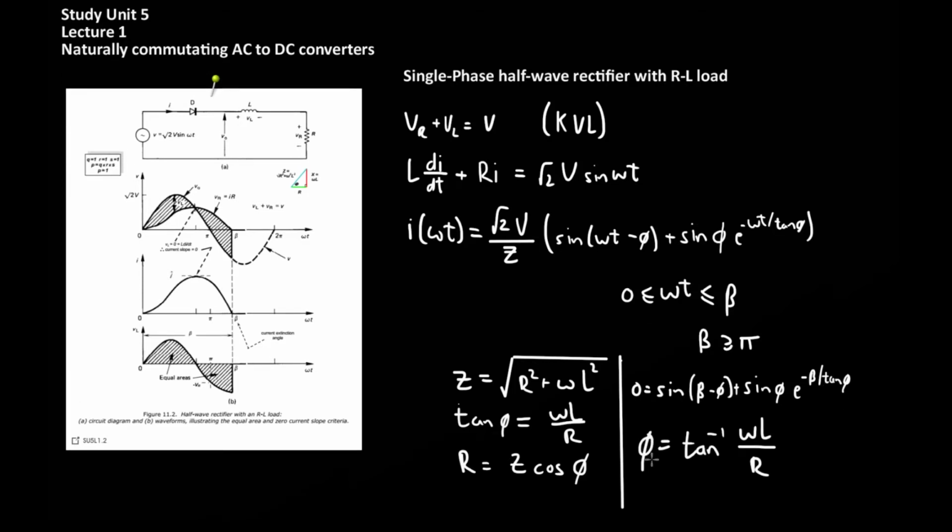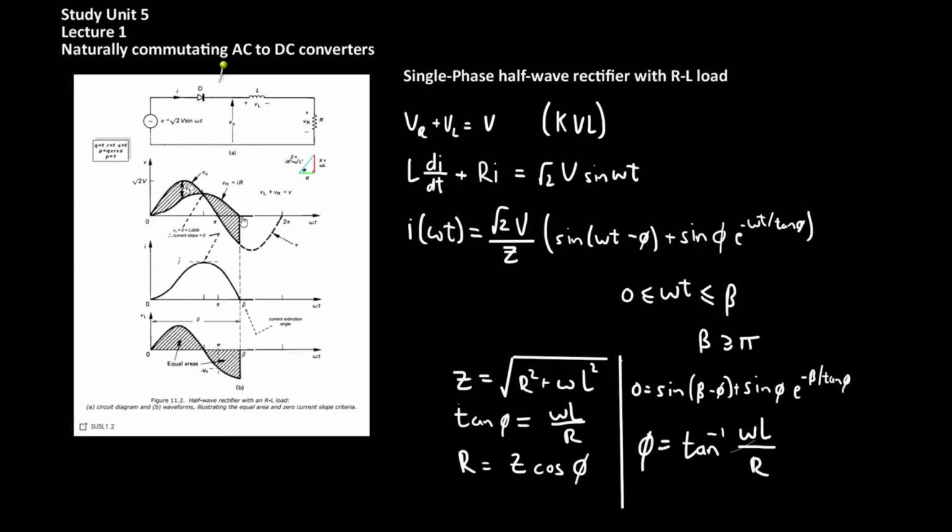Theta is the load impedance power factor angle, and this can be used together with this equation to graphically solve for beta. For a purely resistive load, beta will reduce to pi, and for an inductive load, beta will increase to 2 pi. Two useful criteria to understand when looking at these types of curves for an inductive load are the inductor equal voltage area criterion and the inductor load zero slope criterion.